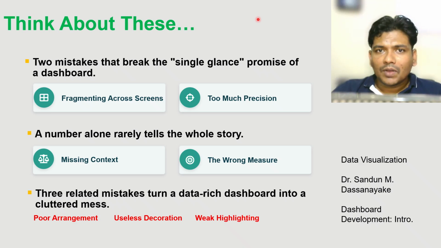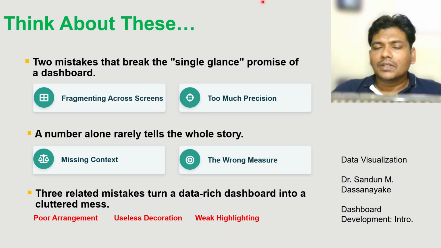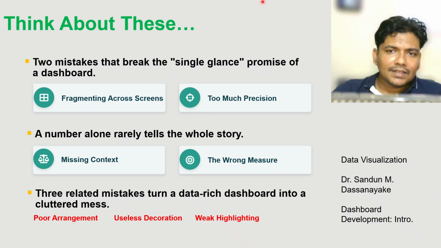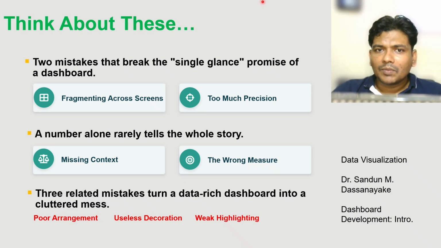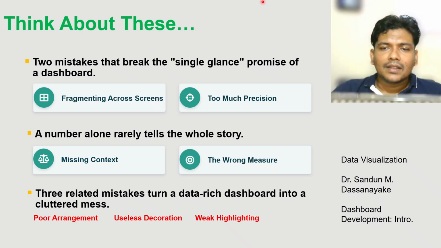The opposite problem is showing too much detail, like timestamps down to the second or financial numbers with 10 decimal places. People making big decisions do not need that. That level of precision is not needed. And all those extra digits just add clutter. Both of these mistakes come from not respecting how little space there is on a single screen.